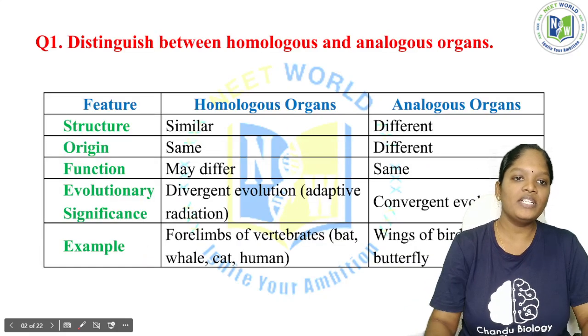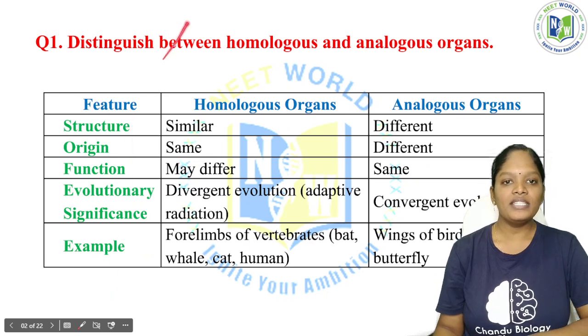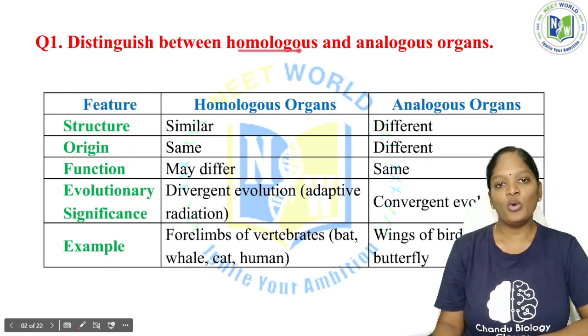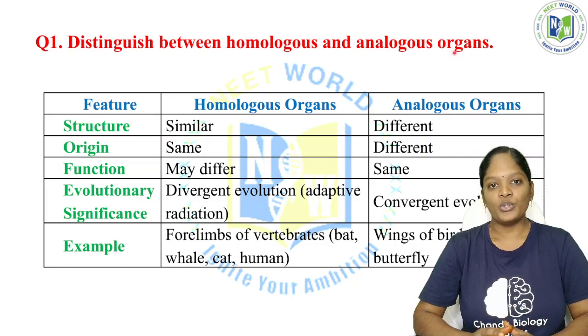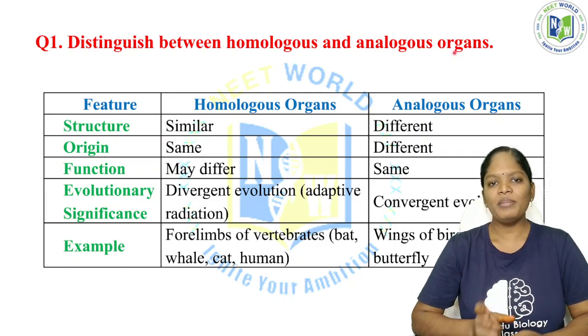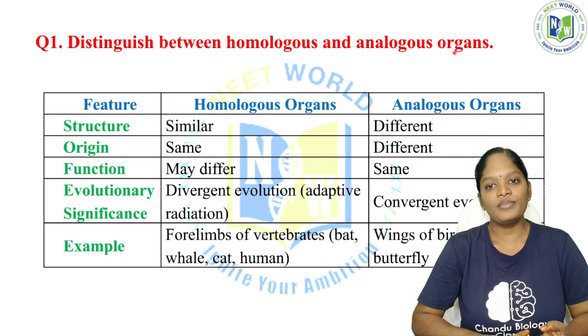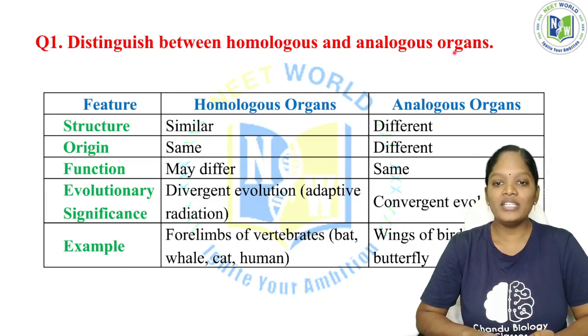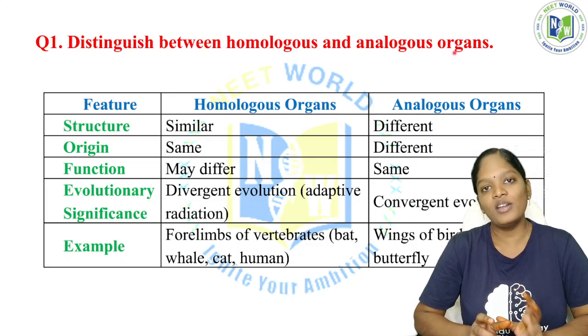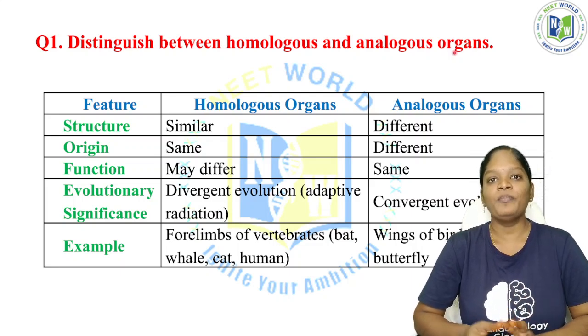The first question will be: distinguish between homologous and analogous organs. First you should know what is meant by homologous organs and analogous organs, what is meant by convergent evolution, what is meant by divergent evolution, what is adaptive radiation, and what is its example. These are all important things with respect to homologous and analogous organs.